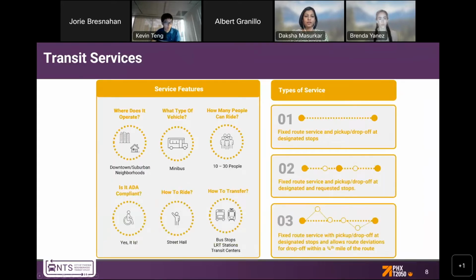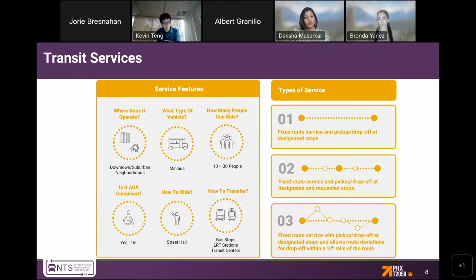So we already talked about some of the features of neighborhood transit service. Where does it operate? It can operate in dense downtown areas or in residential suburban neighborhoods. Usually it's a mini bus, but it can also be bigger buses where the need is higher. And the capacity ranges from 10 to 30 people. Yes, it is ADA compliant. And the way to ride it is you can request stops along the route, or you can also street hail a circulator in flagged zones. It allows you to transfer to bus stops, LRT stations, and transit centers.